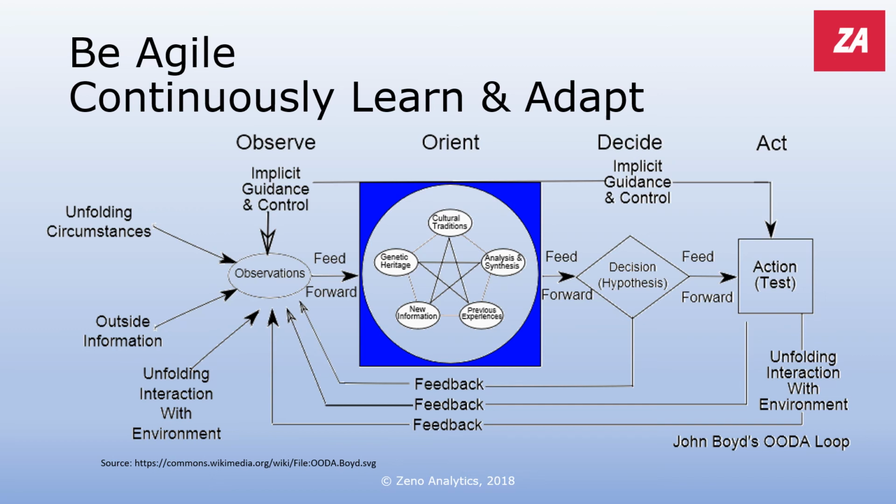We need to observe what is happening. We need to orient what is happening. Then we need to make a decision. We take an action, and we need to incorporate continuous feedback loops. And we need to look at changing circumstances. We need to look at the results of our actions. We need to look at new data that is coming in all the time.